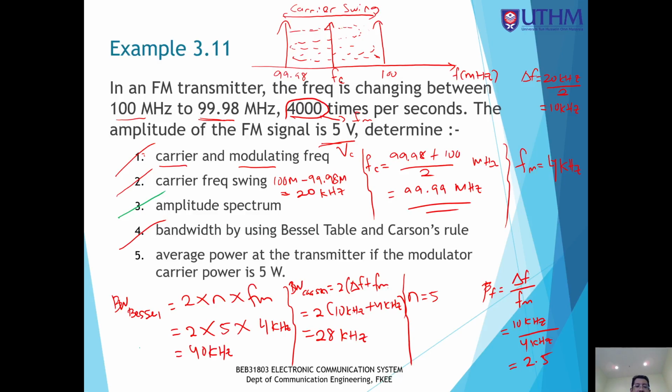Find the average power at the transmitter if the modulator carrier power is 5 watt. So the question asks you to find the average power at the transmitter if the modulator carrier power is 5 watt.